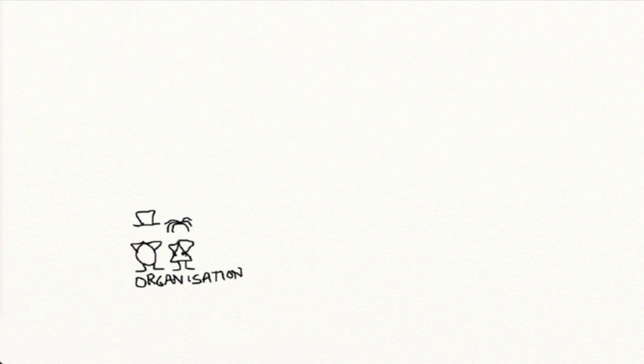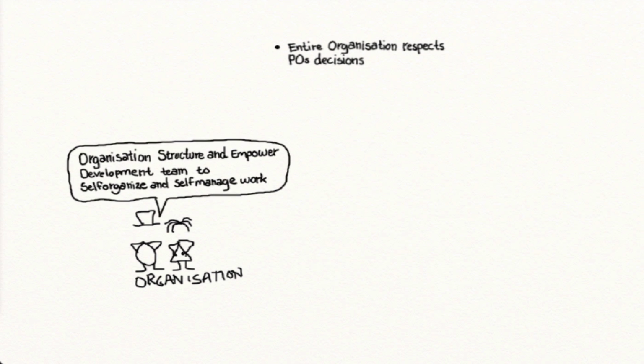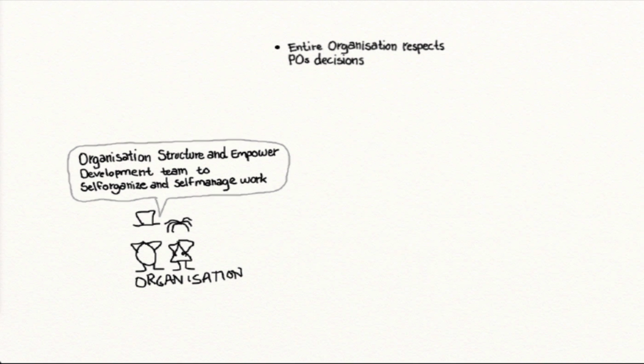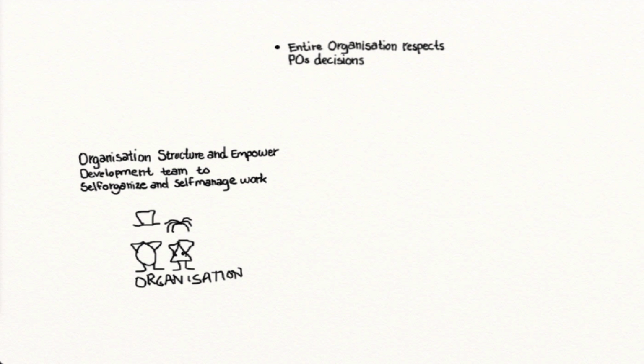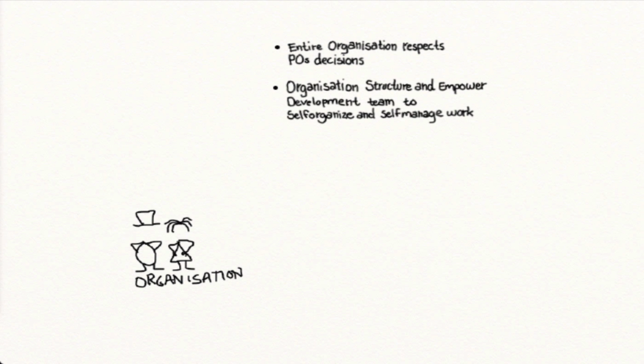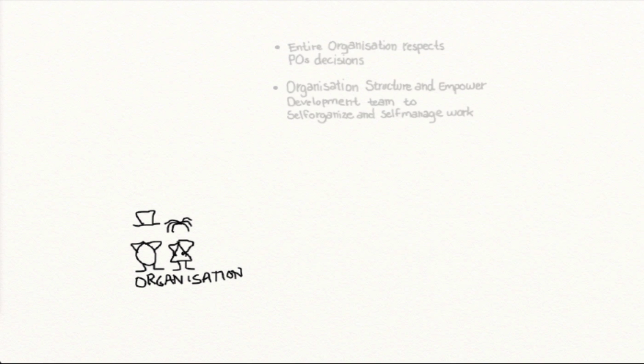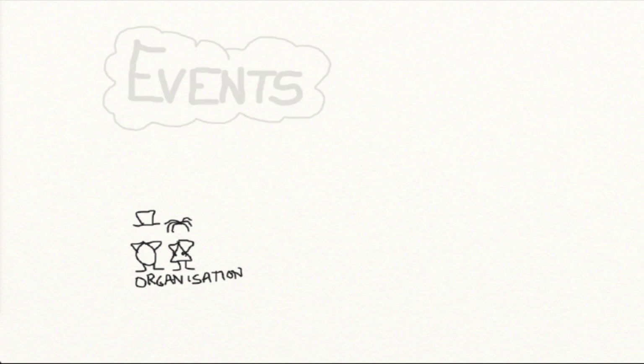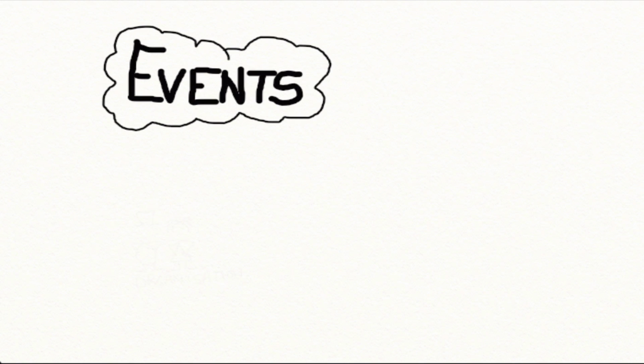The organization is another of these two unofficial and outside roles. Again, living in an ideal Scrum world, the organization respects the product owner's decision. Another prerequisite in the ideal Scrum world is that the organization is structuring and empowering the development teams to be self-organizing and self-managing their work. And that's all there is, at least when talking about the rules of Scrum. Let's move on and take a look at the details behind the events.